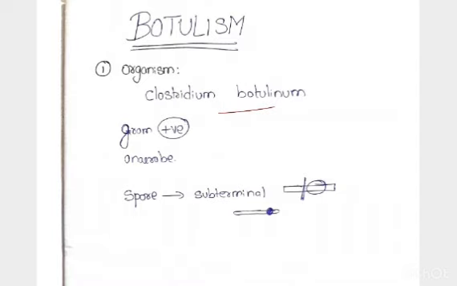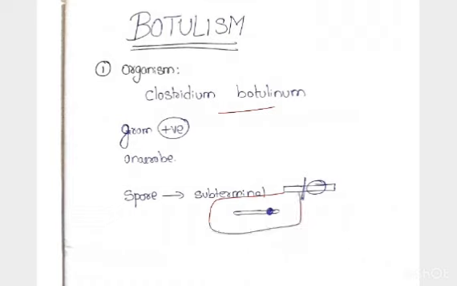First, organism. The organism which is causing botulism is Clostridium botulinum, which is a gram-positive bacteria, and it is an anaerobe. So, the bacteria forms subterminal spores. What do you mean by subterminal spores?